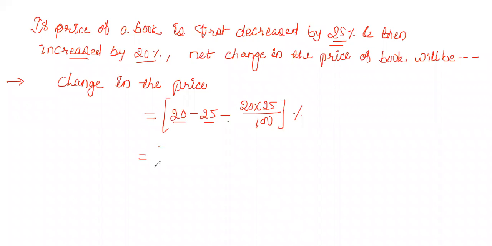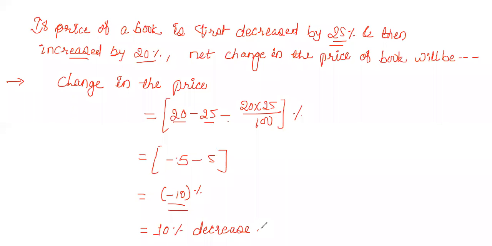So here we are getting that answer as minus 5 minus 20 into 25, 500 divided by 100, it gives again 5. So minus 5 minus 5, it gives minus 10%. And this minus sign indicates decrease in price. So 10% decrease is there. Okay.